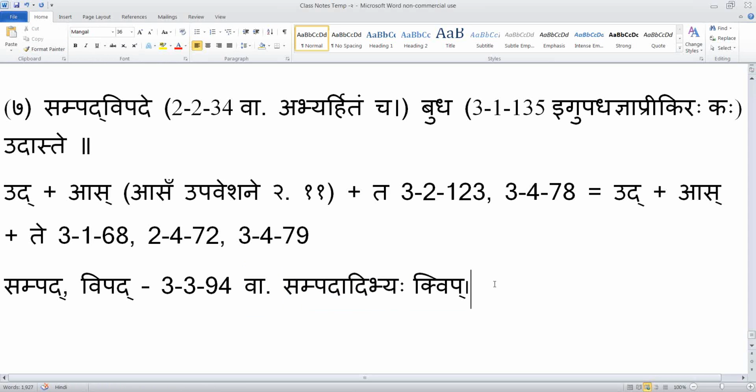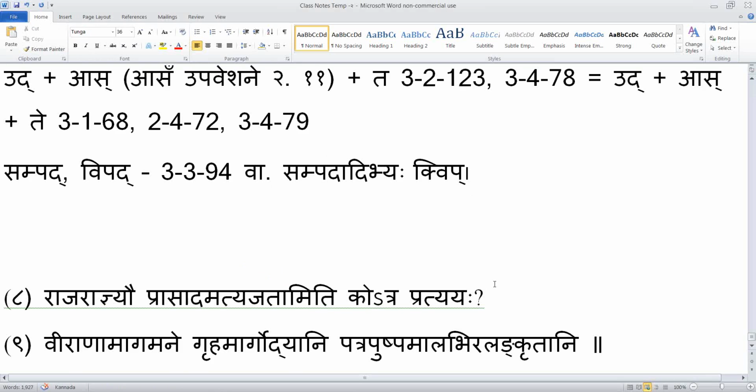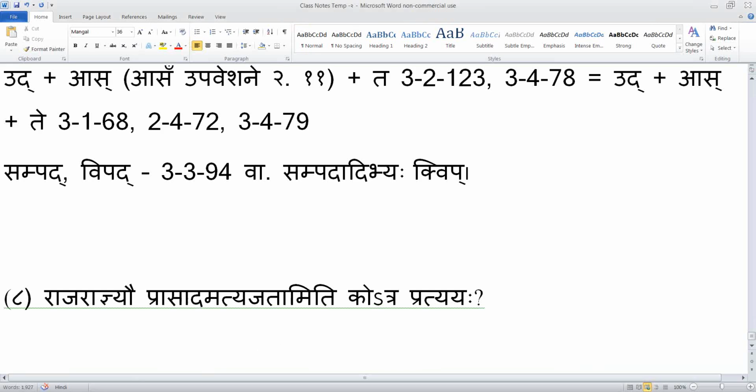Straightforward. Okay, now the next one is Raja Rajnyau Prasadam Atyajatam, iti kah atra pratyayah. Let's make it Indu to start. Try this one, Indu. Yes, sir. We'll do padaccheda first. Raja Rajnyau, correct. No, that's the Prasadam one. Atyajatam iti. Kah atra pratyayah? So here, what is the tinganta?